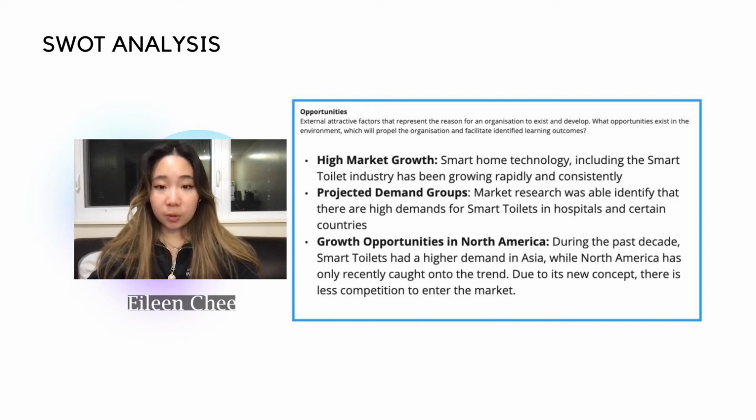Knowing that we have specific groups that are looking into the industry, we are able to solidify the demand and potential consumers. Finally, our last opportunity is the growth opportunities within North America. During the past decade, smart toilets have been traditionally more popular in Asia, while North America has only recently caught on to the trend. Research says that North America has the largest projected market compared to other continents, and as the industry is still fairly new within North America, we are expecting less competition to enter the market. As a result, our three opportunities sum up to projected demand, identified demand groups, and opportunities within North America.